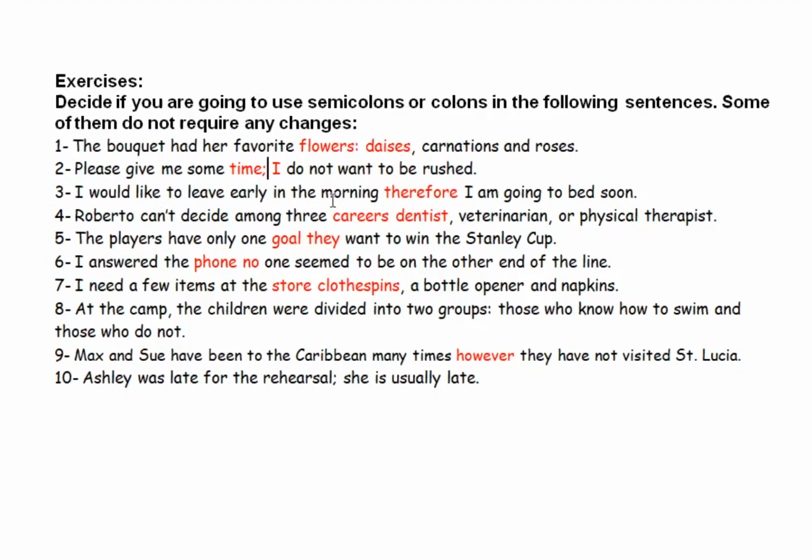Number 3, I would like to leave early in the morning. Therefore, I'm going to bed soon. As we said before, therefore is a conjunctive adverb. So before the conjunctive adverb, we're supposed to use a semicolon like that and a comma here after it. And now the sentence is grammatically correct. Roberto cannot decide among 3 careers: dentist, veterinarian, or physical therapist. So we have a list of items one more time. So we need to introduce the list of items using a colon like that. And now the sentence is correct.